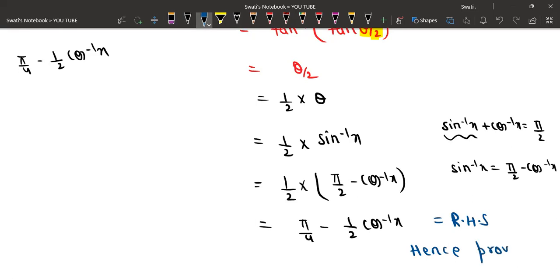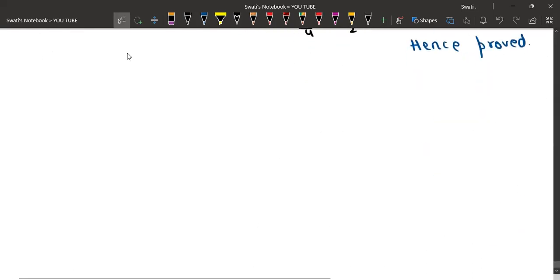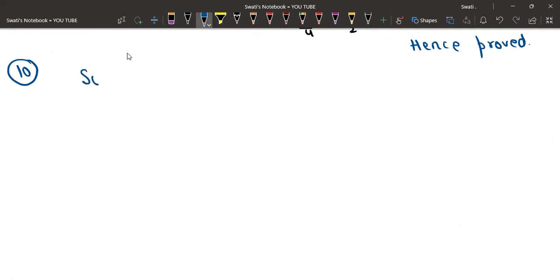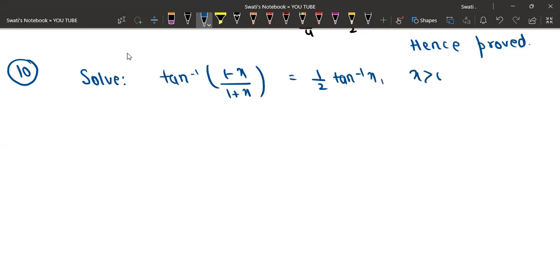So we are done with the 9th question, and now we are heading towards the last question of this video, and that is the 10th question. So in the 10th question, we simply need to solve this. Solve this meaning we need to find the value of x. So we need to solve here tan inverse 1 minus x upon 1 plus x equals half tan inverse x, where the range for x is given that x is strictly greater than 0.